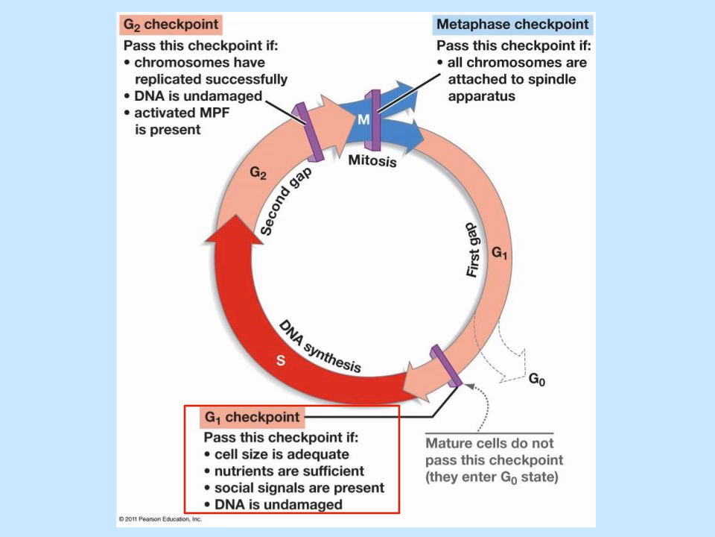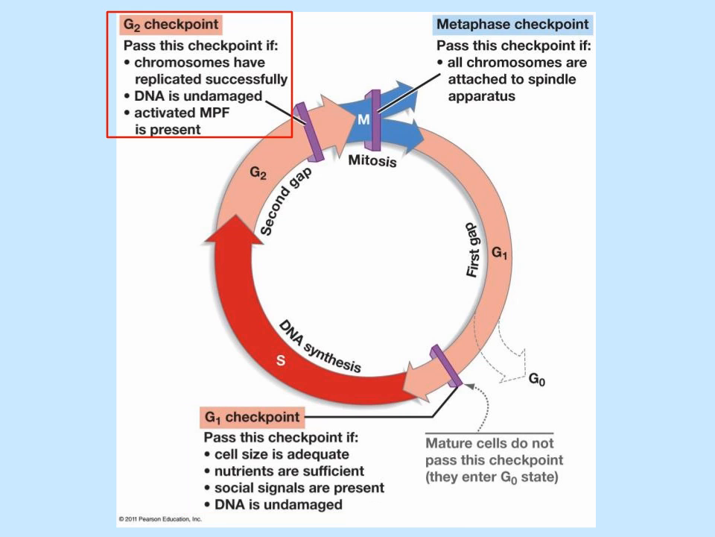For the cell to continue to the S phase, it must be large enough to divide, it must have enough nutrients to fuel DNA synthesis, division must be necessary due to the correct social signals, and the DNA must be undamaged. If the DNA is damaged beyond repair, a protein called p53 will activate genes to stop the cell cycle, and the cell will be programmed to die. This cellular suicide is called apoptosis.